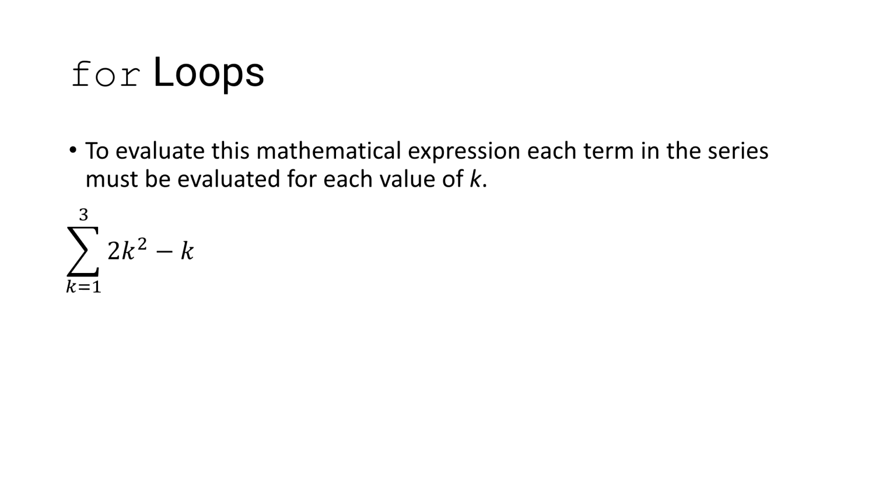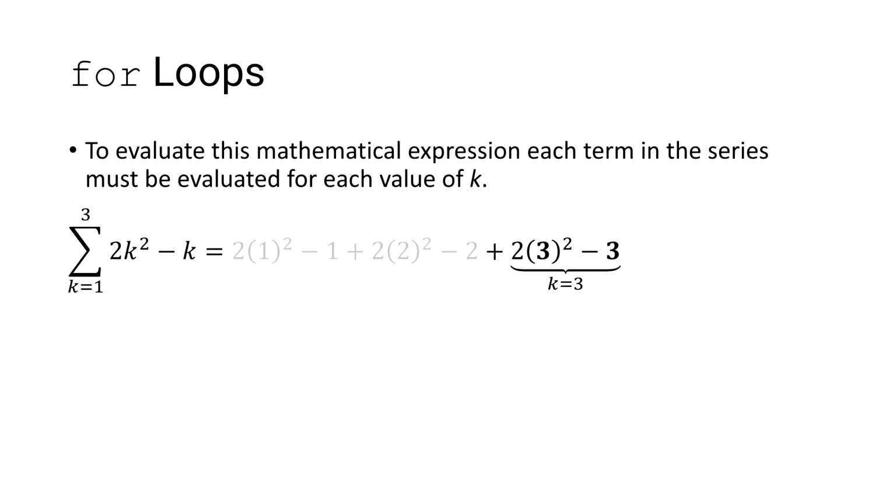To evaluate this mathematical expression, each term in the series must be evaluated for each value of k. So the first term in the series is 2 times 1 squared minus 1, where k is equal to 1. Then we add our second term in the series, 2 times 2 squared minus 2, where k is equal to 2. And finally, our third term in the series, 2 times 3 squared minus 3, where k is equal to 3. And when we evaluate this summation, we get a total of 22.